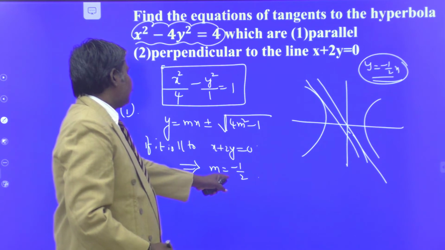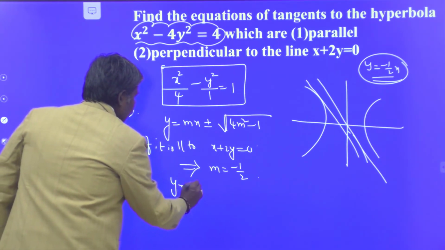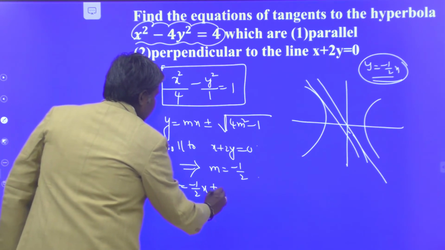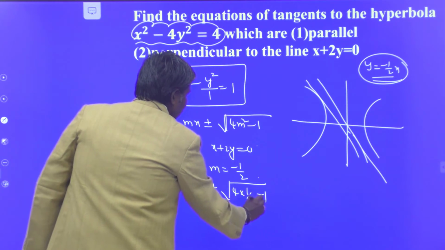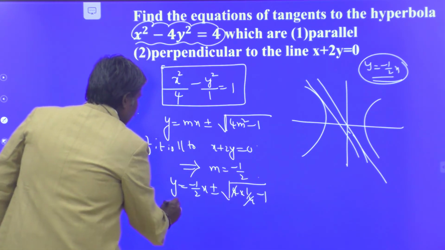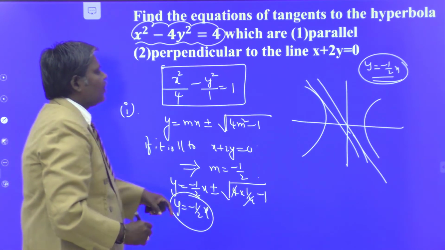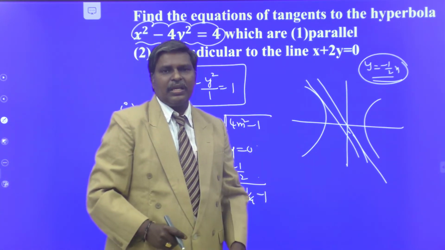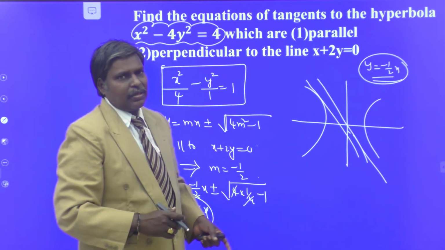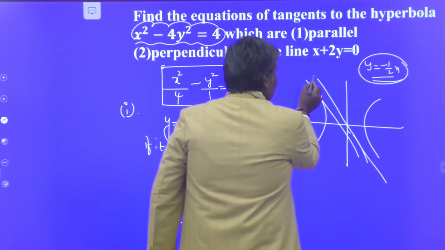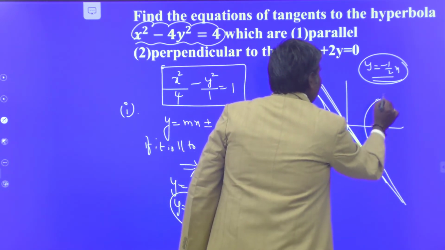Substitute the value of m equals minus 1 by 2 there. What happened? y equals minus 1 by 2x plus or minus square root of 4 into 1 by 4 minus 1. This becomes 0. So y equals minus 1 by 2x. What happened? The given line itself is tangent to the hyperbola. There is no other tangent parallel to that one. That means this is the tangent.